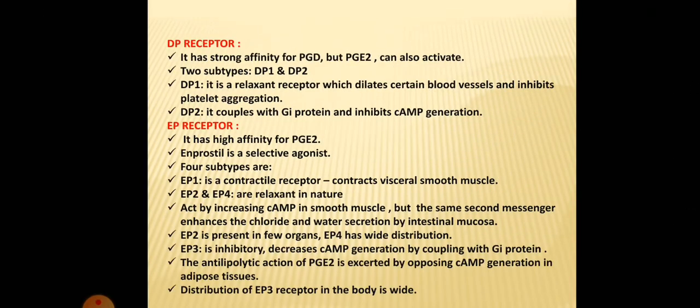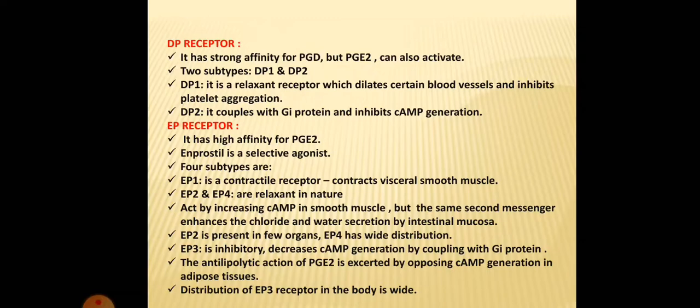Next, we can move on to the receptor types. The first one is the DP receptor. The DP receptor has strong affinity for PGD2, though PGE2 can also activate it. There are two subtypes of the DP receptor, DP1 and DP2. DP1 is a relaxant receptor which dilates certain blood vessels and inhibits platelet aggregation. The DP2 receptor couples with the Gi protein and inhibits cAMP generation.